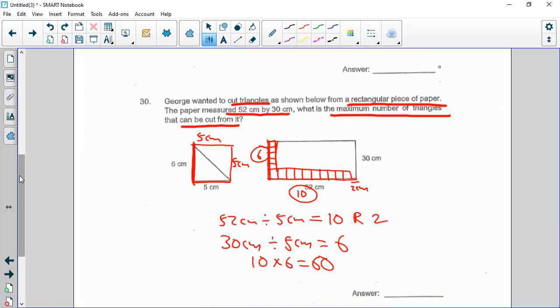But is the answer 60? No, because a square is made of 2 triangles. So I got 60 squares, I times 2. So I can cut 120 triangles from the paper, which is also 60 squares.